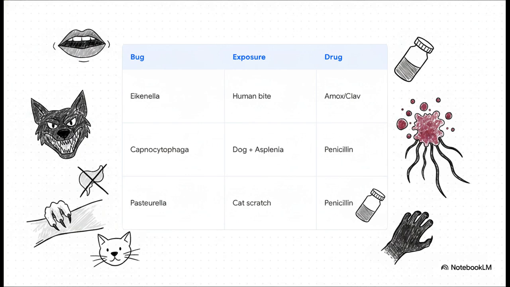But you really need to pay special attention to the middle row here, the deadly triad of Capnocytophaga canimorsus, dog bites, and asplenic patients. If a patient without a spleen gets a dog bite, Capnocytophaga can rapidly cause severe sepsis, disseminated intravascular coagulation, a purpuric rash, and terrifyingly fast gangrene. It's an absolute emergency. You must give prophylactic antibiotics to asplenic patients after a dog bite.